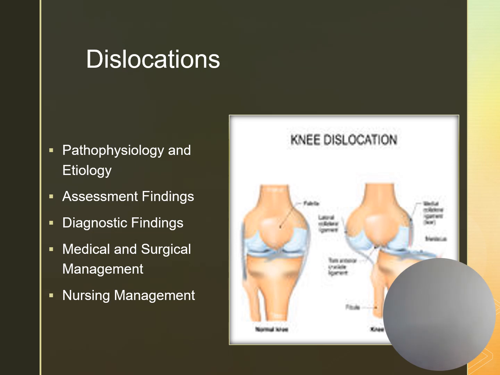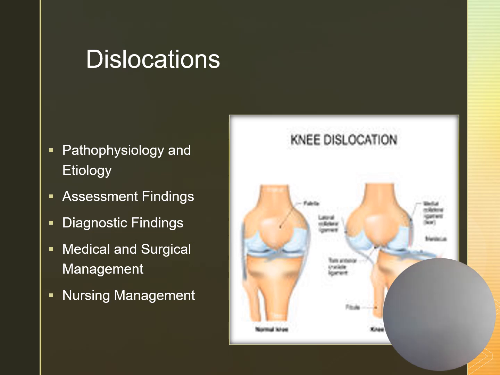Common sites of dislocation include a shoulder, hip, and knee. A partial dislocation is called a subluxation. These clients may hear or feel a popping sound. They have a sudden instability of that joint and pain, and they have an altered structural shape. They can have a lengthening and or shortening of a limb, limited range of motion, swelling, and paresthesias.